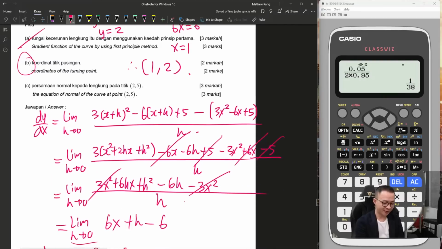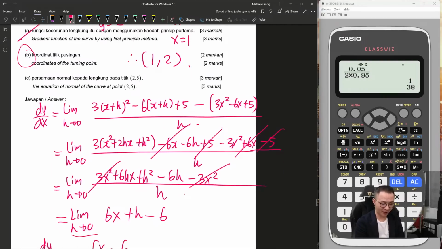So the 3h square. You see it? 3h square. Where is the 3h square?